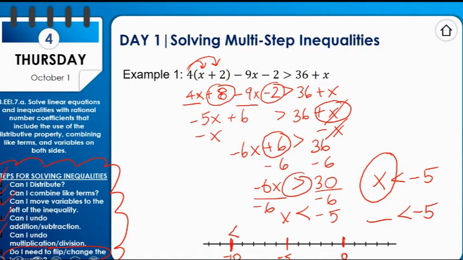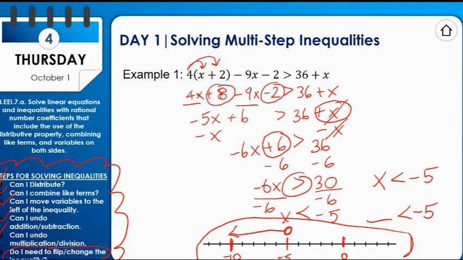Open circles are greater than or less than. So at -5, I have an open circle. I want to move towards negative infinity. All of the values from -5 towards negative infinity are less than -5. This is my graph of the inequality. This is the inequality statement.